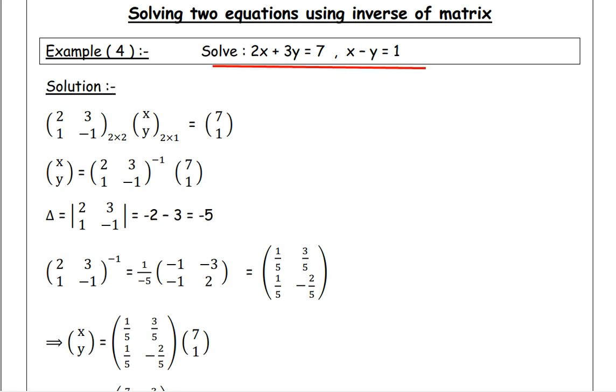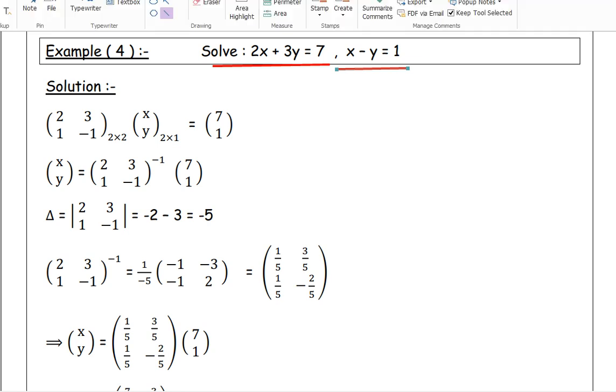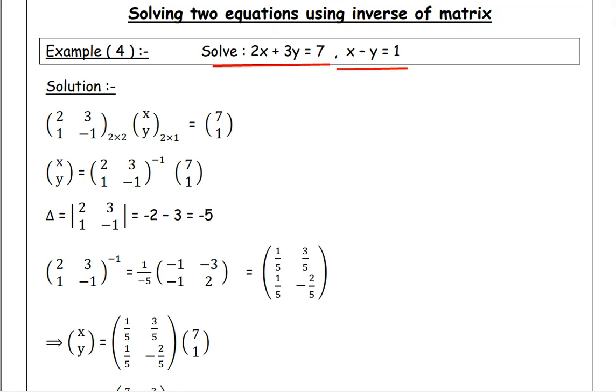It is 2x plus 3y equals 7. This is the first equation. The second equation is x minus y equals 1. Okay, so how can we solve them? First of all, we have to arrange the equation. I mean, we have to write 2x first, and if it's not arranged, we have to arrange it. This is the first step, because in the next example we will find it not arranged, so we have to arrange it first. Okay, so 2x plus 3y equals 7.